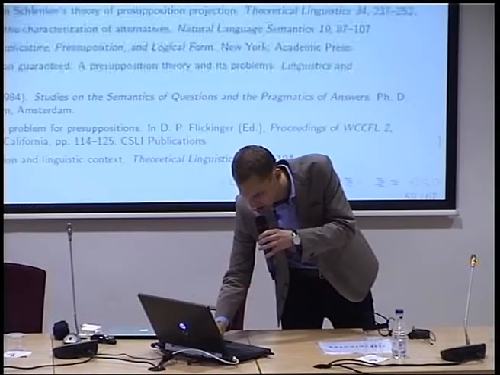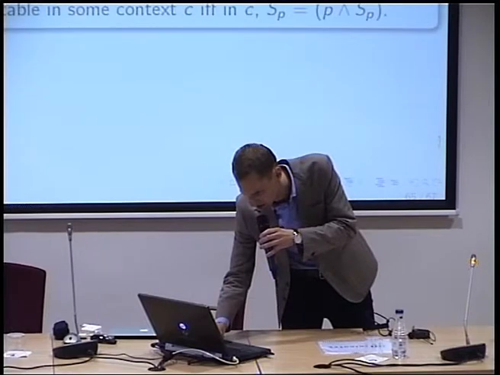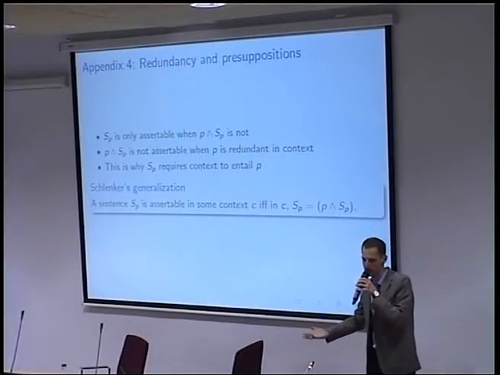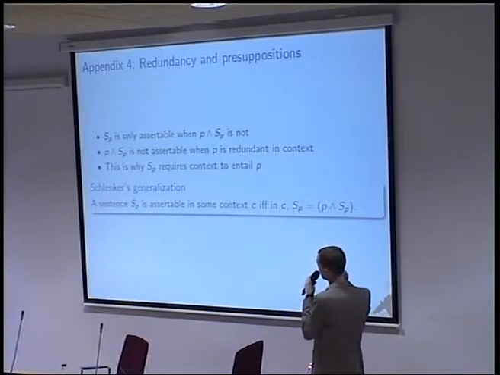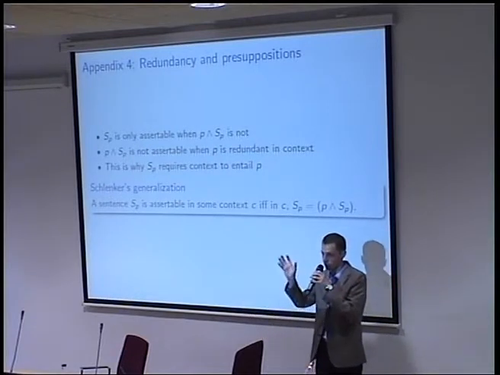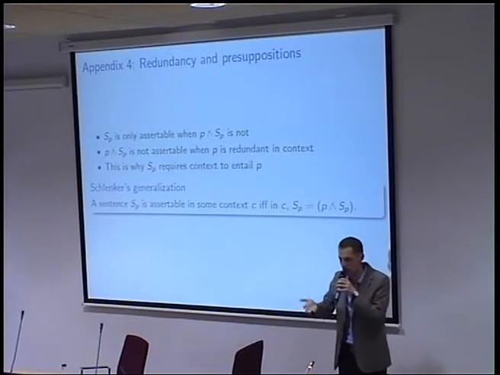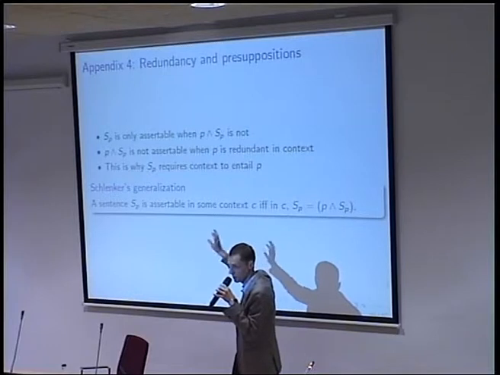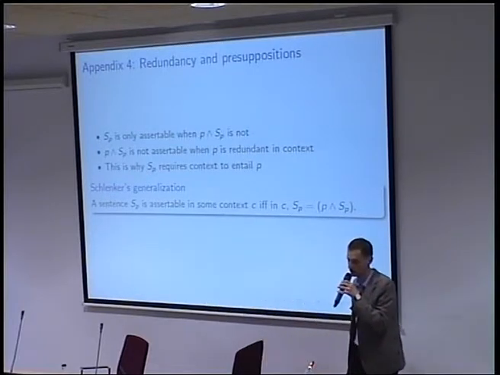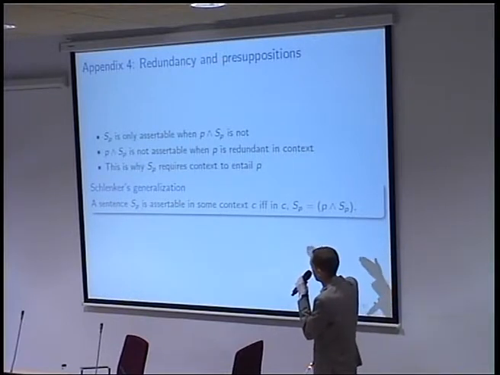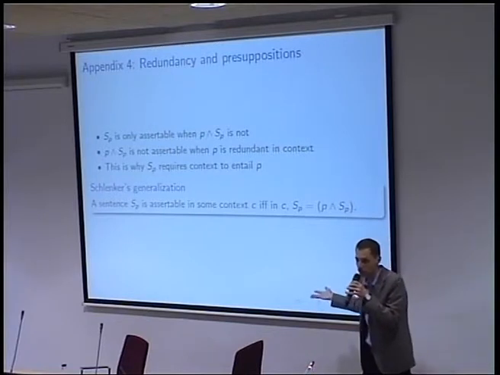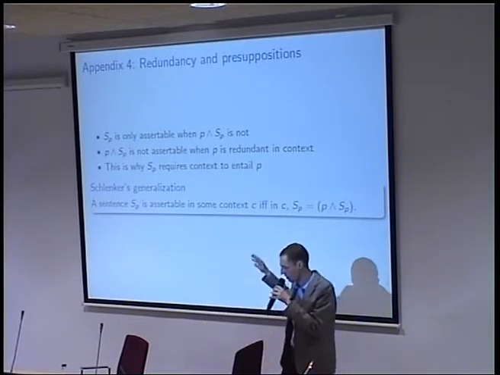Now, I hope we have this here. It should be somewhere here. Right. Okay, so here's a quick, rough overview of what Philippe Schlenker says, making use of the notion of redundancy and good finals in order to basically predict presupposition projection. He says that a sentence S with the presupposition P is only assertable when the elaborate version with the presupposition asserted as part of a conjunction, P and SP, is not. And P and SP is not assertable when P is redundant in the context. In other words, this is why SP requires the context to entail P, because it is redundant already in this way.